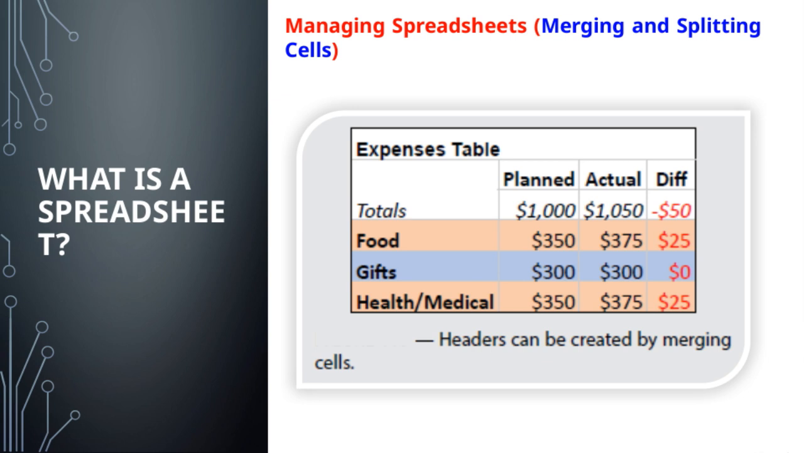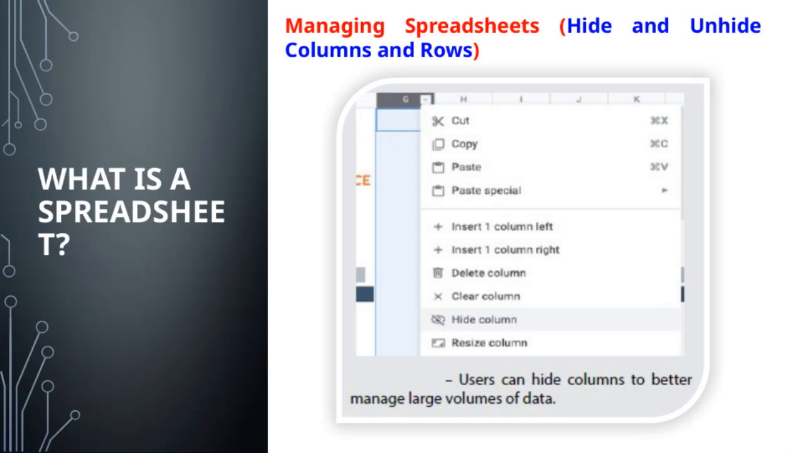Now let's talk about managing spreadsheets, specifically how to hide and unhide columns and rows. This is a useful skill because sometimes your data can get overwhelming, and hiding certain parts can make it easier to focus on what's important. When you hide columns or rows, they're still there, but they're just not visible on the screen. It helps keep your spreadsheet neat and organized.